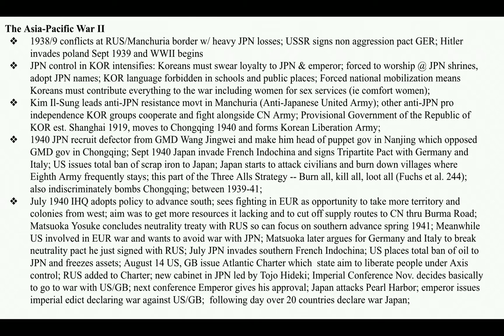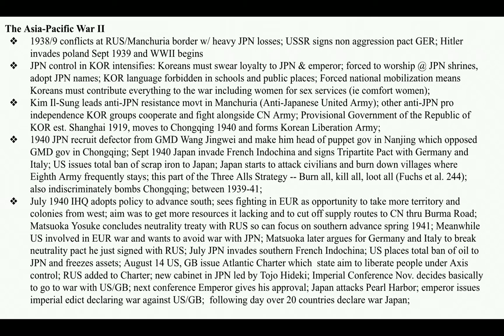In 1940, Japan recruited a defector from the Kuomintang, Wang Jingwei, and made him head of the puppet government in Nanjing, which opposed the Kuomintang in Chongqing. September 1940, Japan invaded French Indochina and signed the Tripartite Pact with Germany and Italy. The U.S., meanwhile, issued a total ban of scrap iron to Japan.